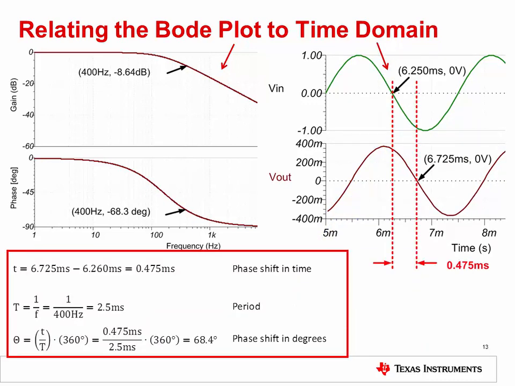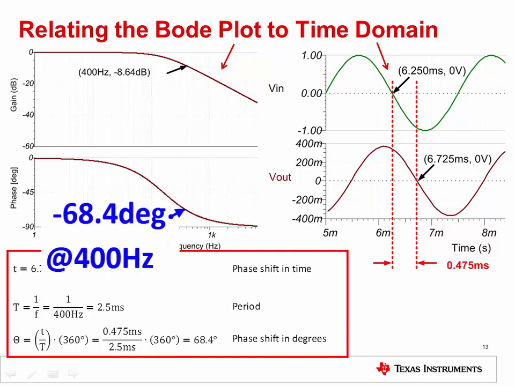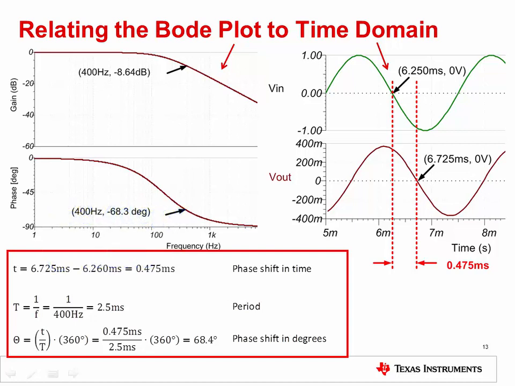Here we will continue the example, considering the phase shift in the time domain. Notice on the Bode phase plot that the phase shift is minus 68.3 degrees at 400 Hz. On the time domain plot, you can see that the output signal is shifted to the right in time. This is called a phase shift or time delay.